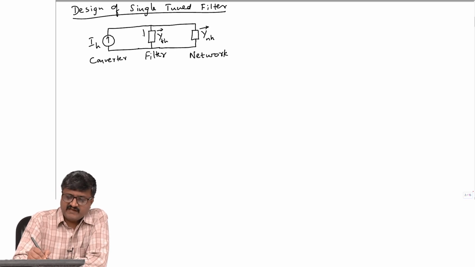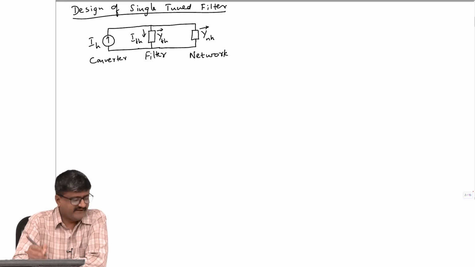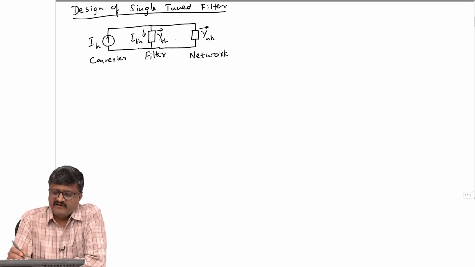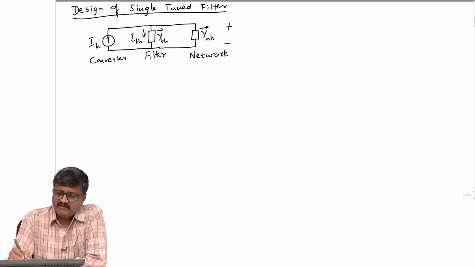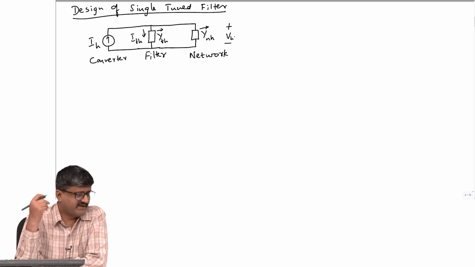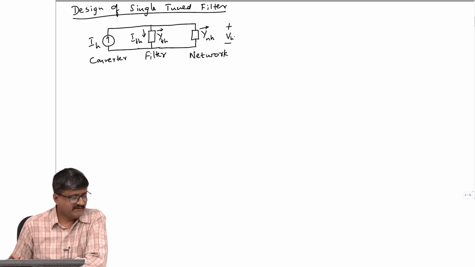So, the current that actually flows through the filter has a magnitude, say IFH, and the voltage across the converter, filter or network at the harmonic frequency has a magnitude, say VH. By magnitude I mean the RMS value. Okay.